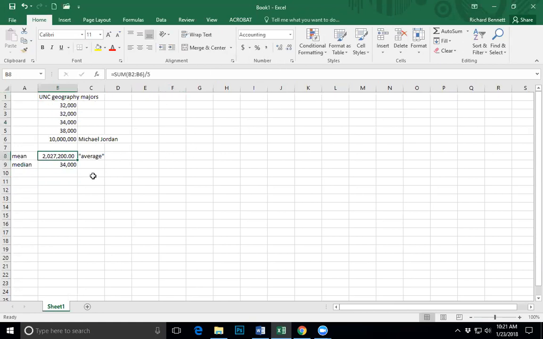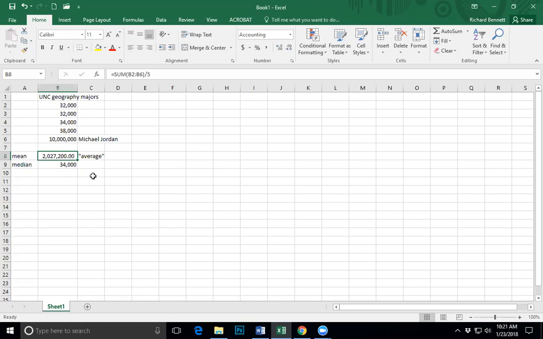Now, as you look at this, I'm going to put some commas in there. Which value seems more representative of the quote-unquote average salary that you should be able to expect? Is it the $2 million or is it the $34,000? $34,000. So this one is what we would say is resistant to outliers. The median seems like a better option here.